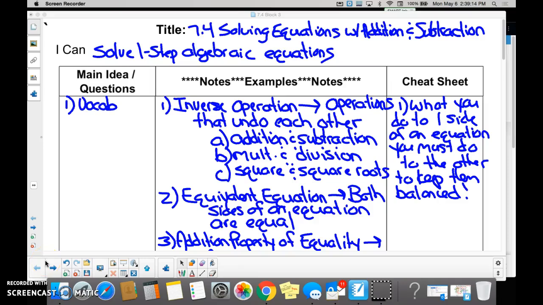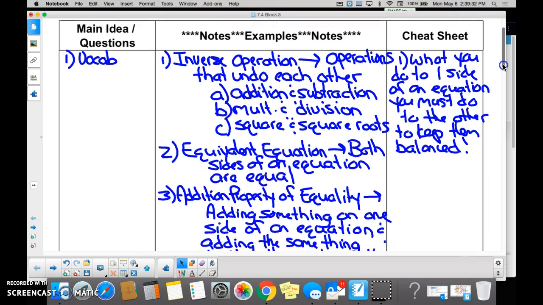7.4 solving addition. I can solve one-step algebraic equations. Excellent. Thank you, Layla. Inverse. What does inverse mean in class? No, just what does the word inverse mean? Opposite. So inverse operations are operations that undo each other. They're opposite from one another.